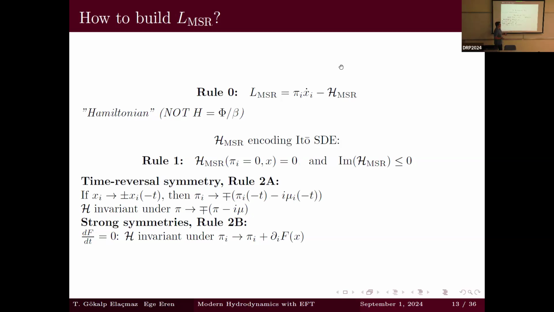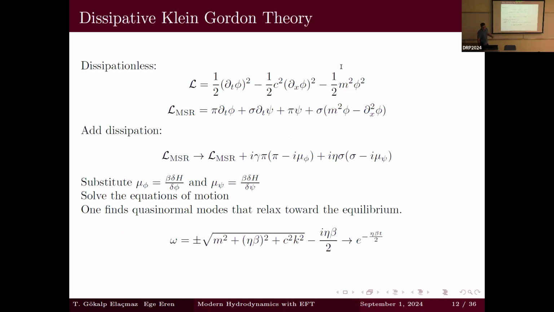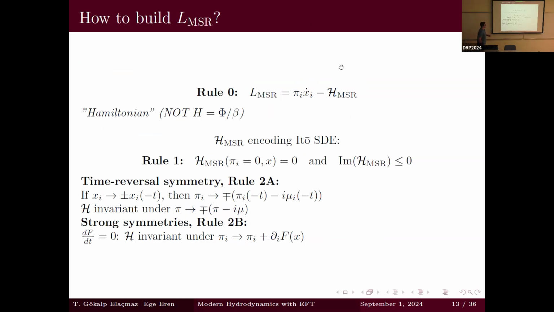This is another object, like these Lagrangians, and the LSMRs are not equal. H and H_MSR are not equal also. Now, in order to have the noise in the system, we need to ensure that when pi goes to 0, the Hamiltonian goes to 0, and the imaginary part of it is below or equal to 0. This ensures the noise variance is non-negative.